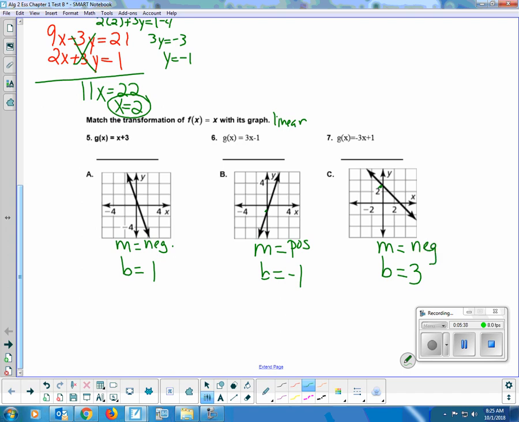Is that enough for us to match it up? Here's my B's. Since these are all different, I think we should be able to match this up. Which of these equations has a b of 1? I think that's number 7. Which has a b of a negative 1? 6. And which has a y-intercept of 3? 5.